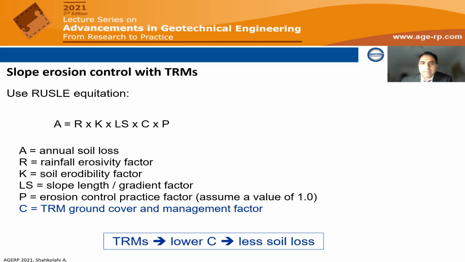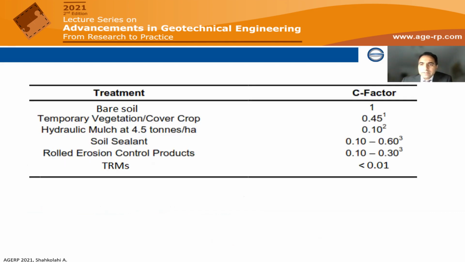So this equation gives us the amount of soil loss. A is the annual soil loss. And by using TRMs, we reduce this soil loss, which is what we like to have on the slopes. Now, to give you an idea about different C factors, this is for bare soil, when we have temporary vegetation, when we have hydromulching, when we have erosion control blankets, and when we have TRM, it's less than 0.01. They are just very typical values.